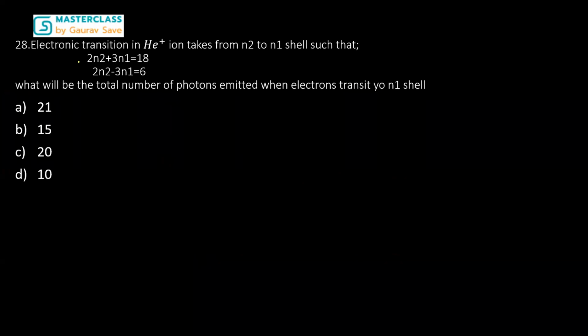Next, electronic transition in He plus ion takes place from N2 to N1 shell such that 2N2 plus 3N1 is equal to 18, and 2N2 minus 3N1 is equal to 6. Guys, from this we can directly find the values of N1 and N2. Let's add these two, so this one will get cancelled out. So 4N2 will become equal to 24. Hence N2 is equal to 6.